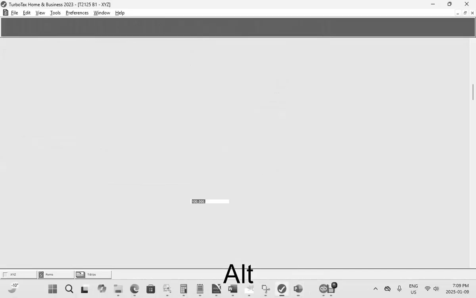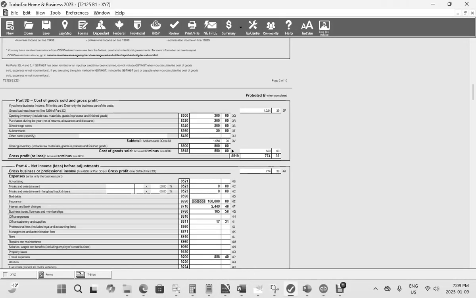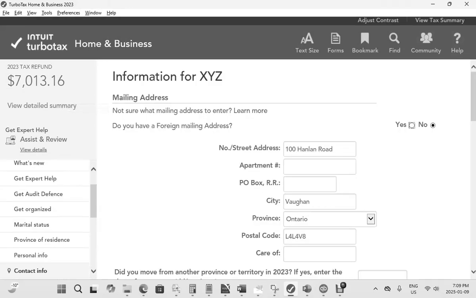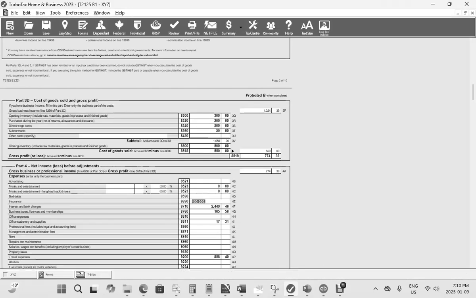Whatever you pay for insurance for any one of those will be declared over here under expenses on your T2125. Basically, the more you claim, the higher the tax refund, which means the more expenses you have for your insurance, the higher the tax refund.